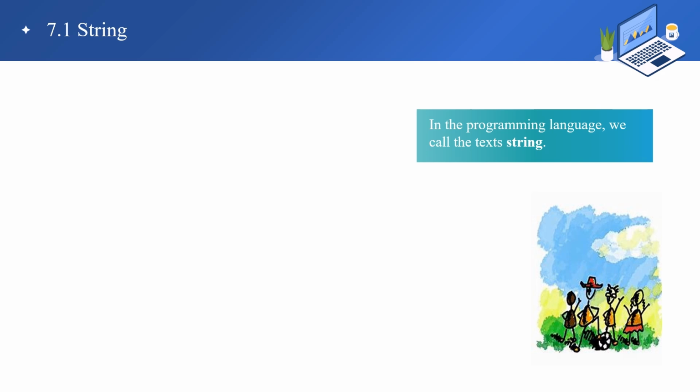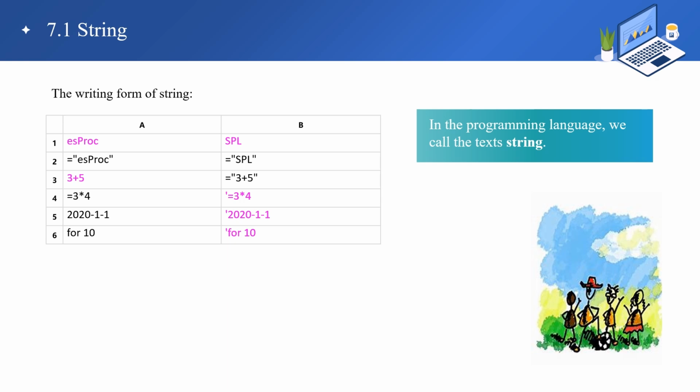In fact, the computer can also easily process texts. In the programming language, we call these texts string. String is another data type different from integer and floating point number. In SPL, the text is written directly in a cell. If it can't be identified as other meaningful data type or statement, it will be regarded as a string constant by default. In an expression, we can also use double quotation marks to enclose text to represent a string constant.